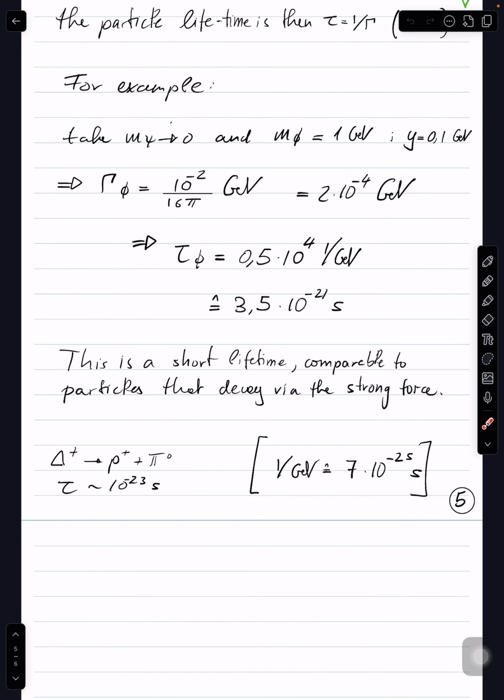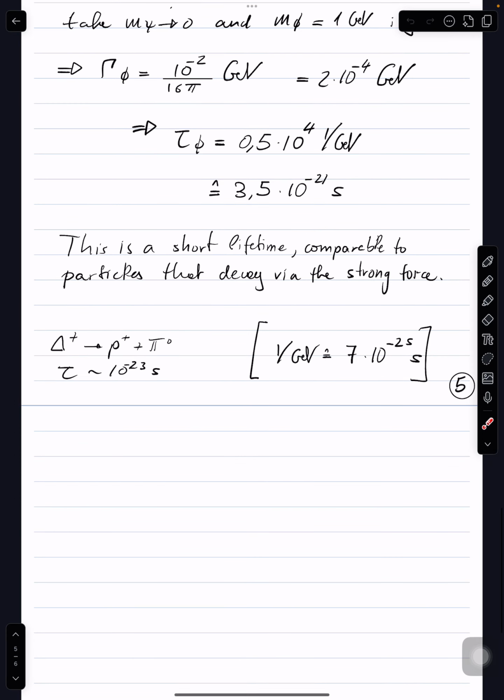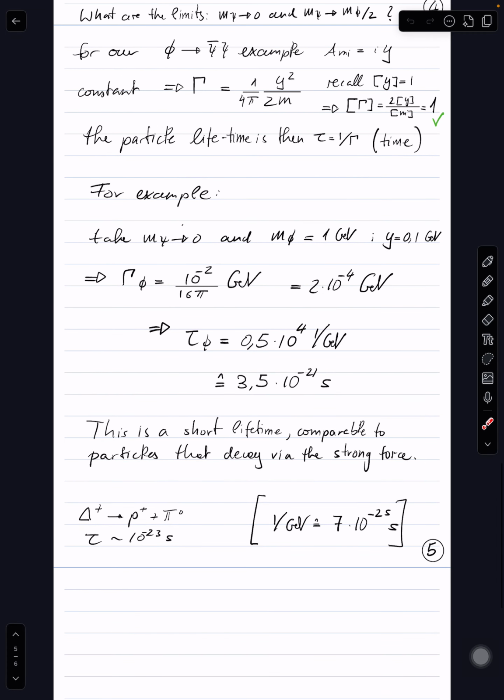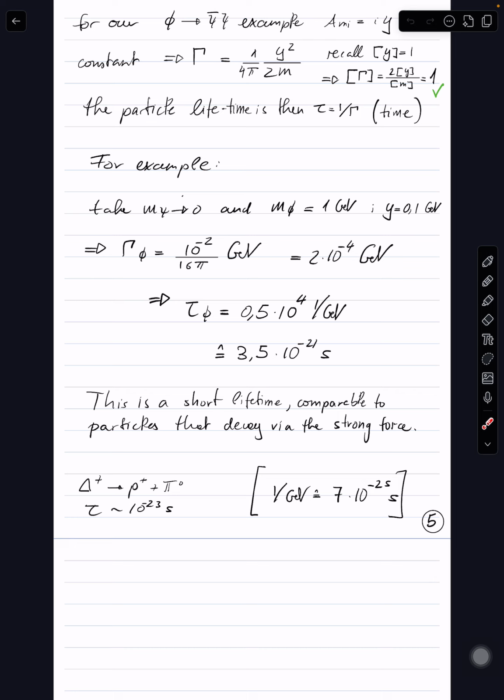Now, if we take, for example, m phi to 1 GeV and y to 0.1 GeV as a reasonable perturbative value, we get something like 10 to the minus 4 GeV for the decay rate, which is of the order of 10 to minus 21 seconds, which is in the ballpark of strong decays, like quantum chromodynamic decays of, for example, a delta resonance that can decay into a proton and a pi 0. So that is a physical fast decay process, and that's expected since we're talking about this theory with a relatively large coupling. So even in QCD, the decay rates are rather fast.